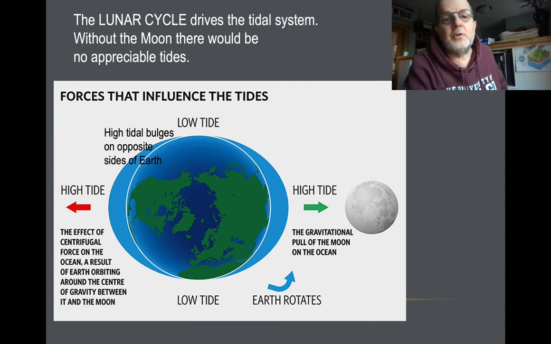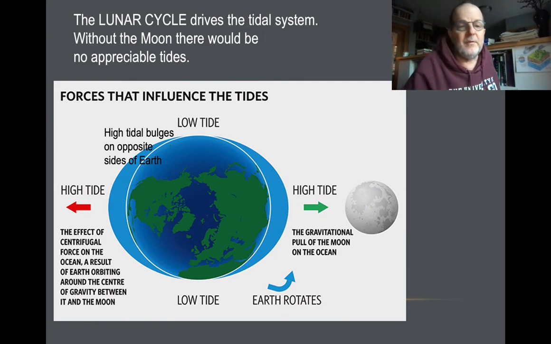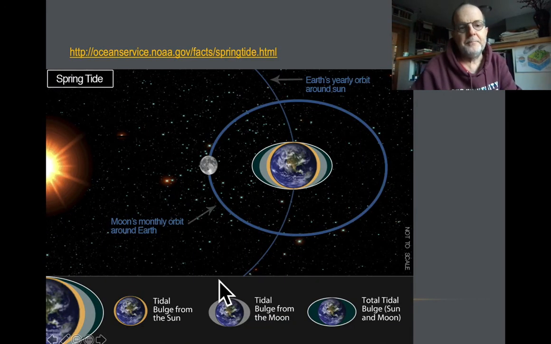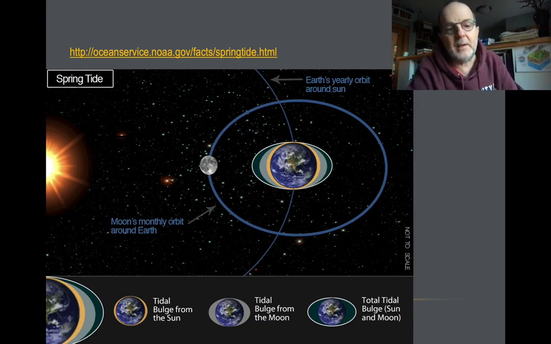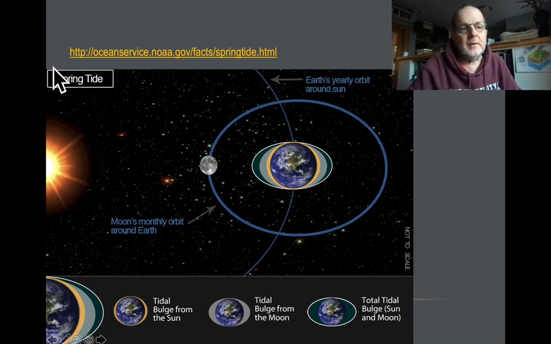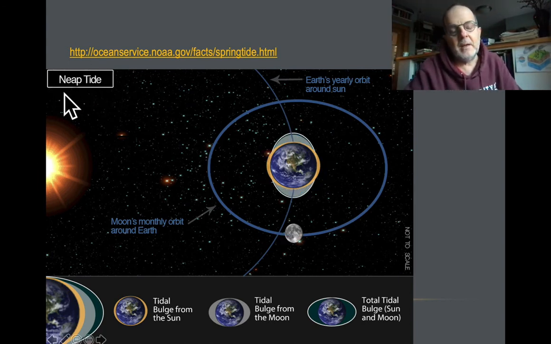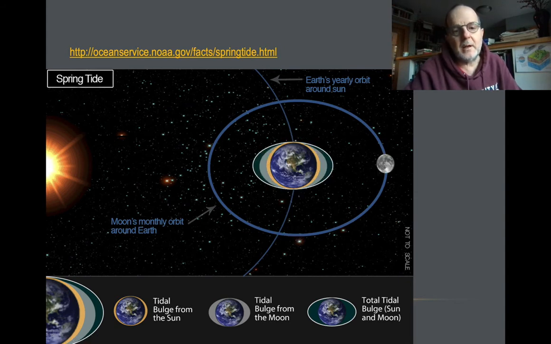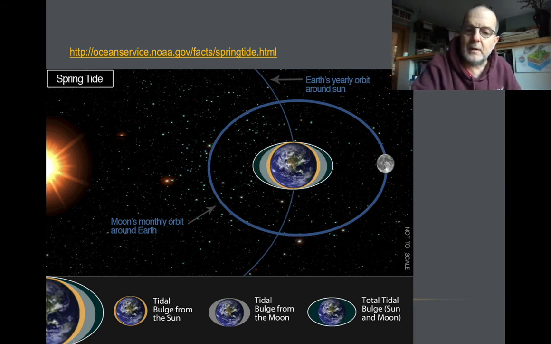The lunar cycle then is driving the tidal system. Without the moon, there would be no appreciable tides. And forces that influence the tides, the effective centrifugal force on the ocean, a result of the Earth orbiting around the center of gravity between it and the moon. Let's watch this diagram carefully. We see up in the left tides that have particular names. Well, when the moon is at a right angle to the sun, it's called a neap tide. When the moon is lined up with the sun, it's called a spring tide.